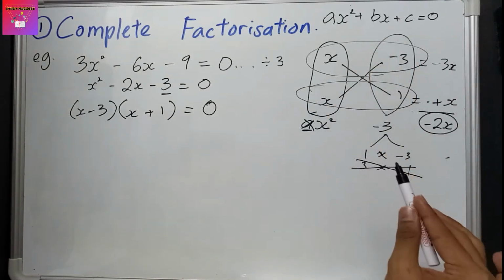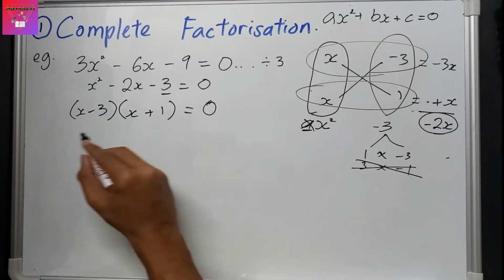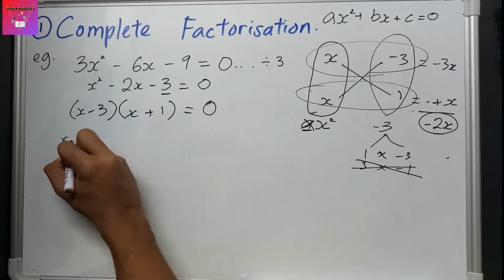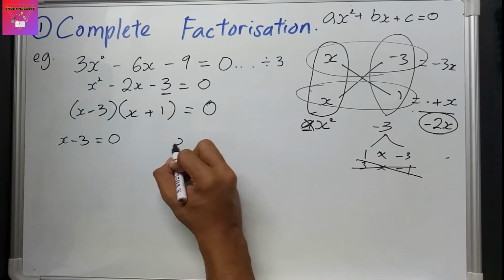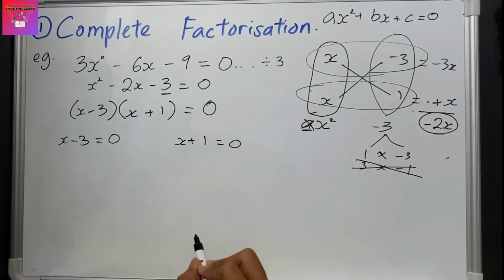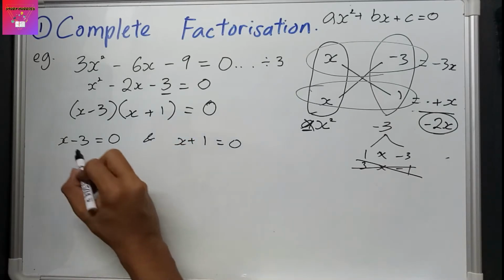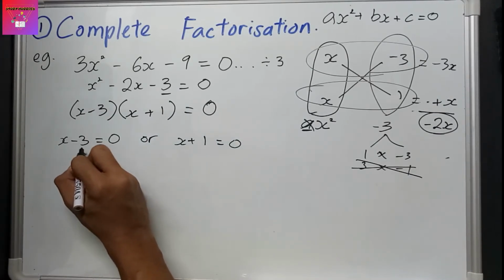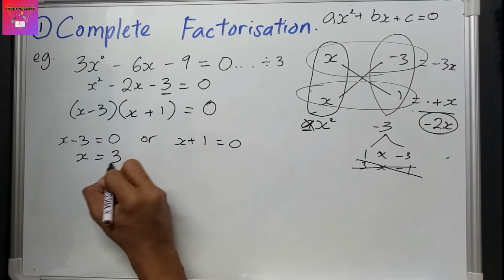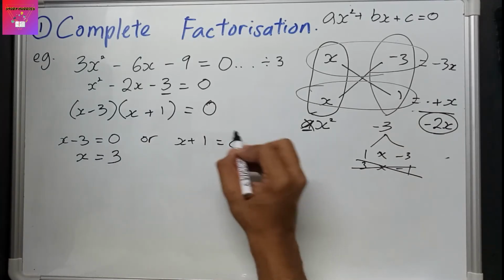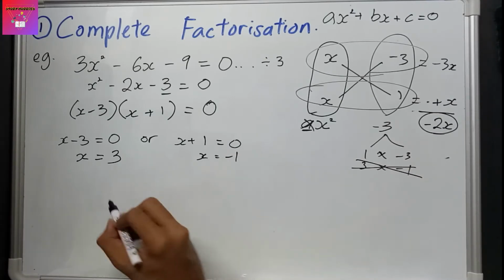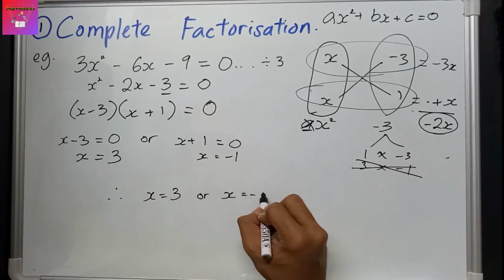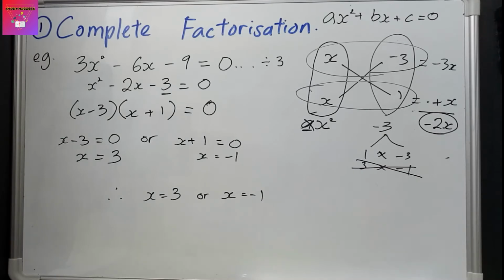This is one of the methods which I would recommend using. Since we have got this answer, we can just split it into 2, so it becomes x minus 3 equals 0, or x plus 1 equals 0. Sorry, this becomes an OR. So x minus 3 equals 0, therefore x, you bring the negative 3 to the right hand side, becomes positive 3. And x plus 1 equals 0, you bring the positive 1 to the right hand side, it becomes negative 1. Therefore the answer for this question is x equals 3 or x equals negative 1. This is how you solve this question.